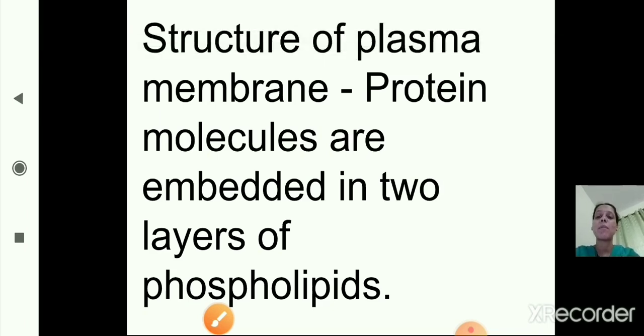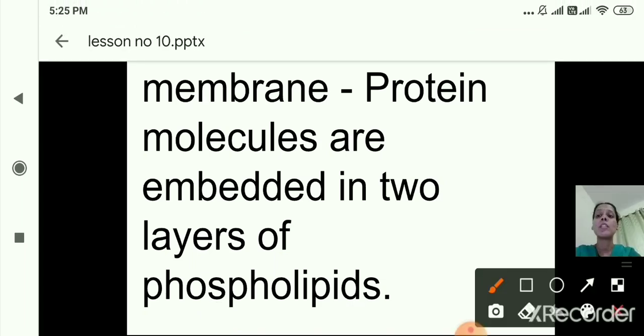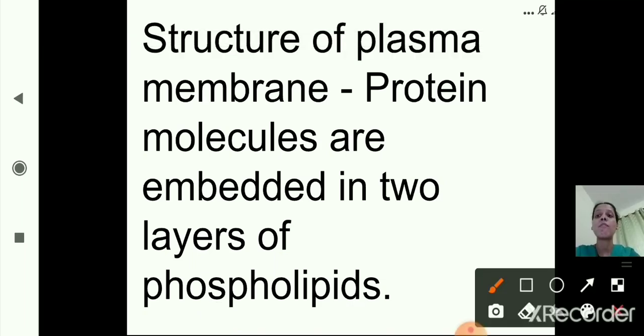Now the structure of plasma membrane: protein molecules are embedded in two layers of phospholipids. So this is the structure of plasma membrane or cell membrane.